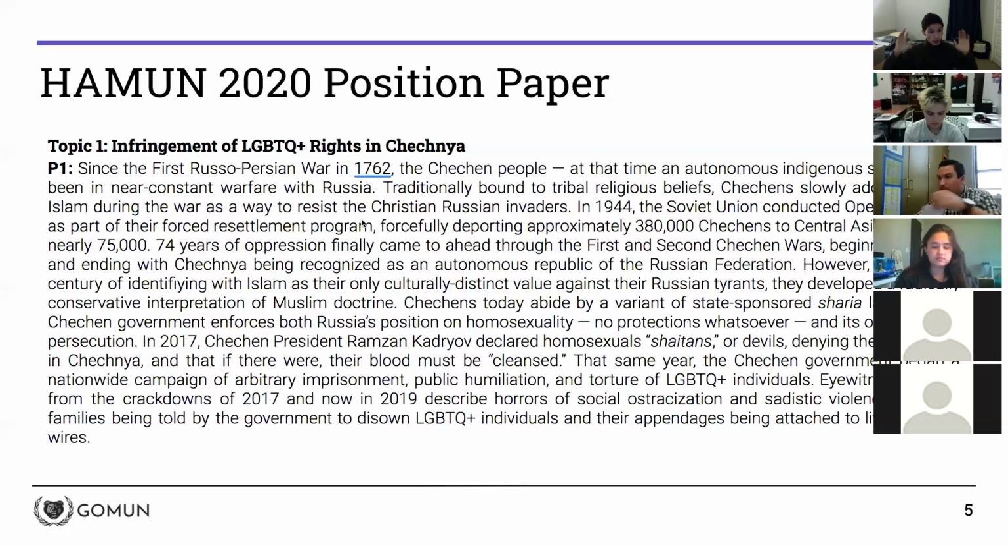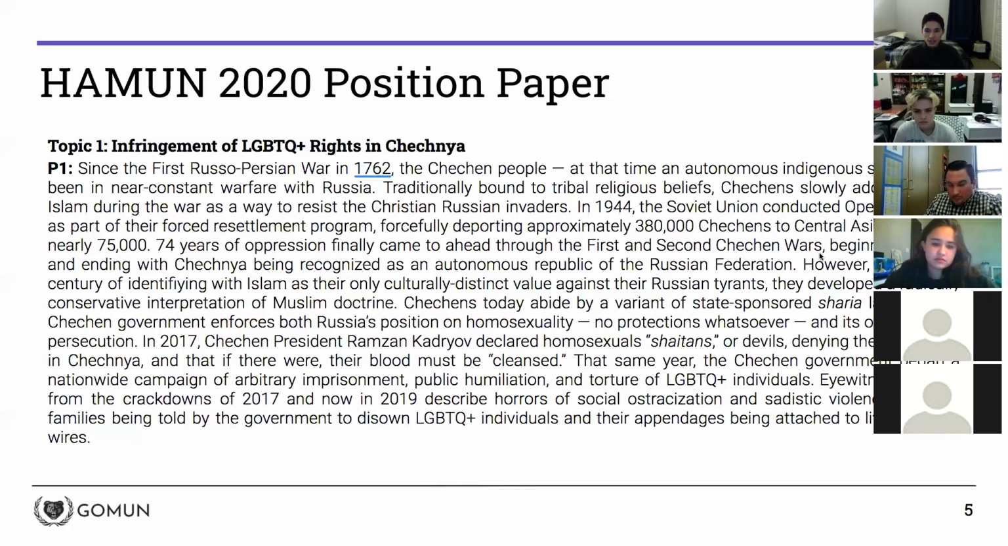Now, when you're going this far back, you need to make sure that you still stay on topic. So my point in this, and the reason why I'm referring so far back, is understanding why Chechnya has such a virulently homophobic Islamic doctrine. That way, you can draw the line back from as far back as you can and make it all the way to the present. So here you say, traditionally bound to tribal religious beliefs, Chechens slowly developed Sunni Islam, and then the Soviet Union killed like all of them.